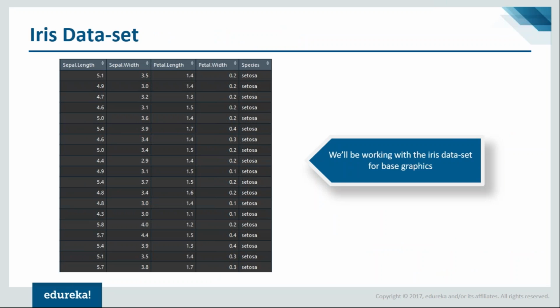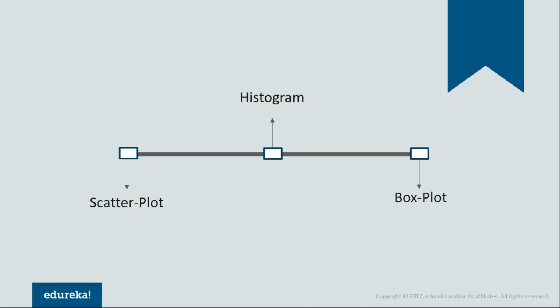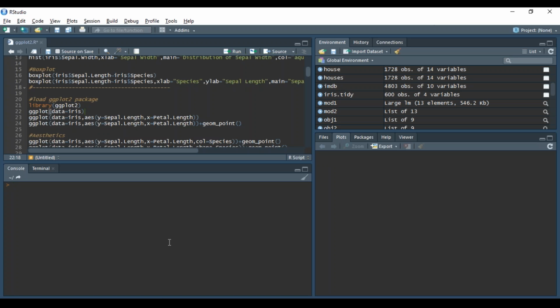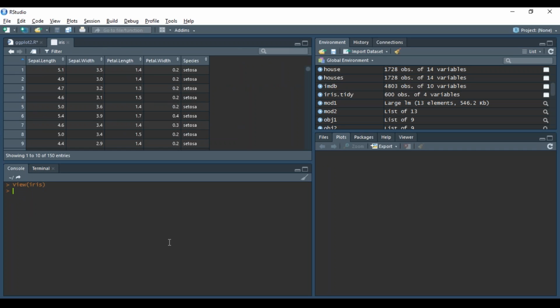And for the sake of the practical, we'll be using the iris dataset, and on the iris dataset, we'll be making a scatter plot, histogram, and box plot. So let's start the practical. This is our studio, guys. Let's quickly look at the iris dataset. This dataset comprises 5 columns, which are sepal length, sepal width, petal length, petal width, and species. Now using the table function, let's look at the different species of iris flower.